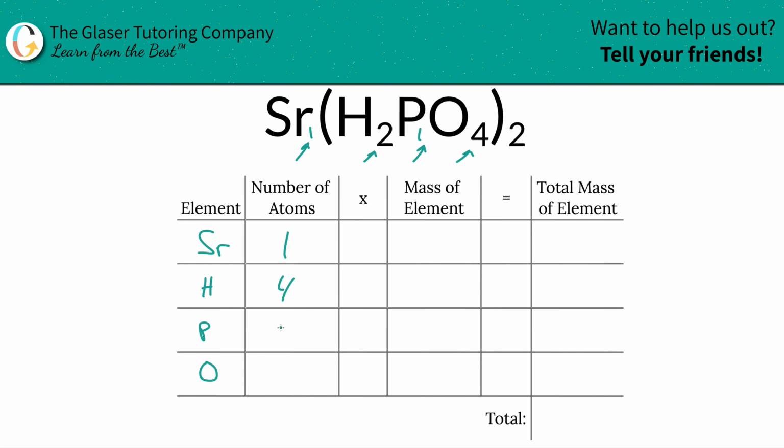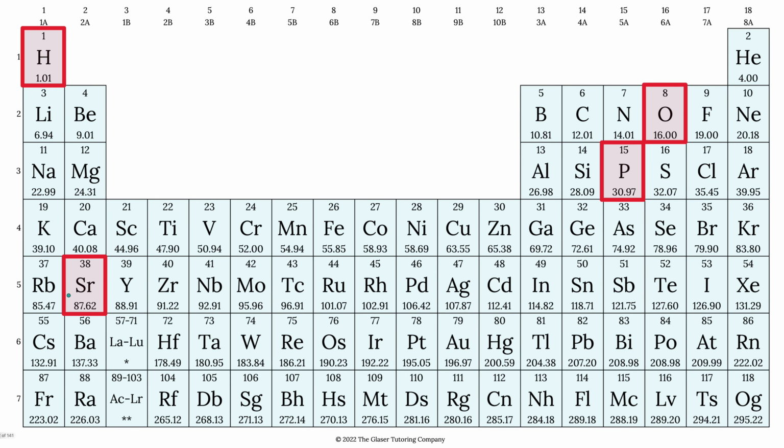Next, for phosphorus, there's 1 phosphorus here, but then you've got to multiply by that outer subscript, so there's 2. And then oxygen, you would multiply there for 8. Then you're going to simply take those number of atoms and multiply by the mass of each element. These masses are always found on the periodic table, so let's take a look. Strontium's mass is 87.62, hydrogen is 1.01, phosphorus is 30.97, and oxygen is 16.